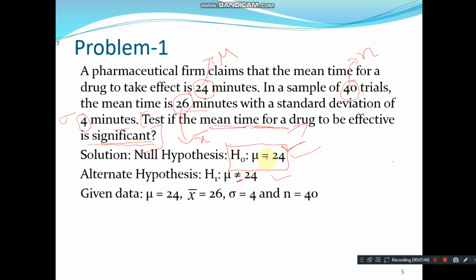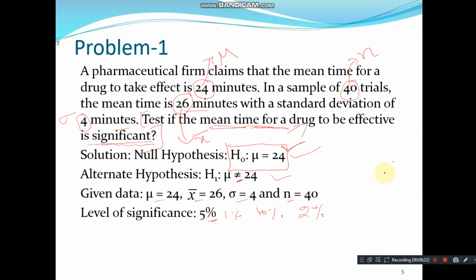Let us go for the given data. First I am writing the given data as it is: mu, X bar, sigma, n. Now what is the level of significance? It is not mentioned what error is considerable. I am assuming this is 5%, or if you want you can choose 1%, or 10% or 2%. For the problem's sake I assume 5%. I am not doing any experiment. If you are doing an experiment, there you will come to know what error is considerable for your project. So I have chosen 5% as the level of significance.